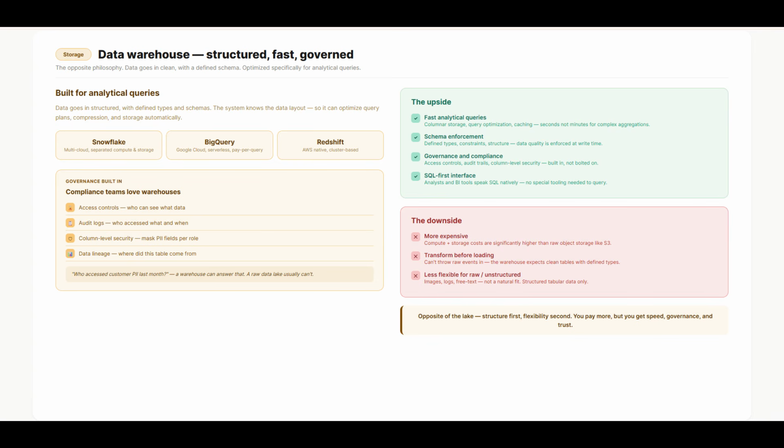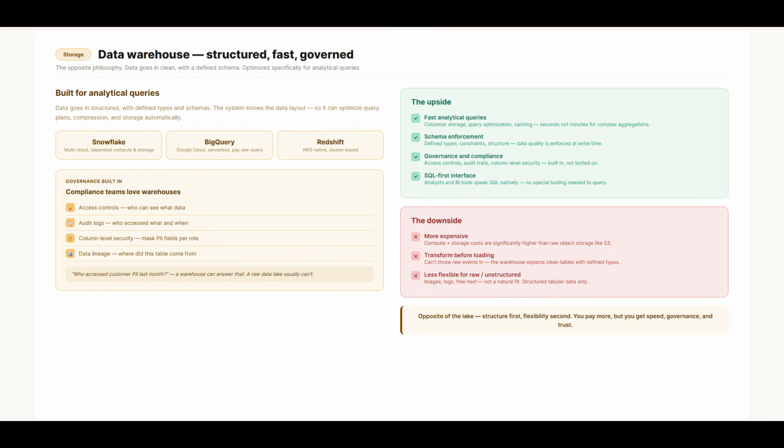A data warehouse is the opposite philosophy. Snowflake, BigQuery, Redshift, these are optimized specifically for analytical queries. Data goes in clean, structured, with a defined schema. Queries are fast because the system knows the data layout and can optimize accordingly. Warehouses also give you governance features, access controls, audit logs, column level security. When your compliance team asks who accessed customer PII data last month, a warehouse can answer that. A raw data lake usually can't.